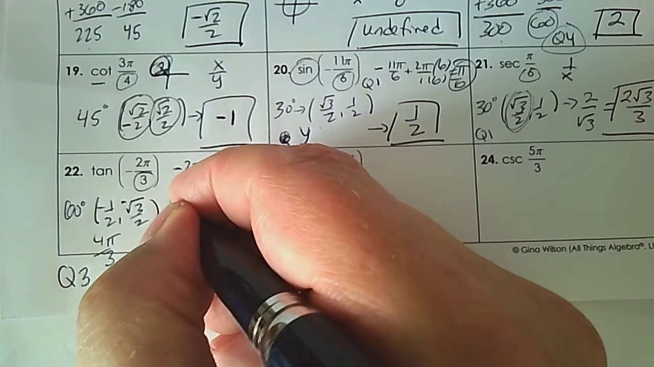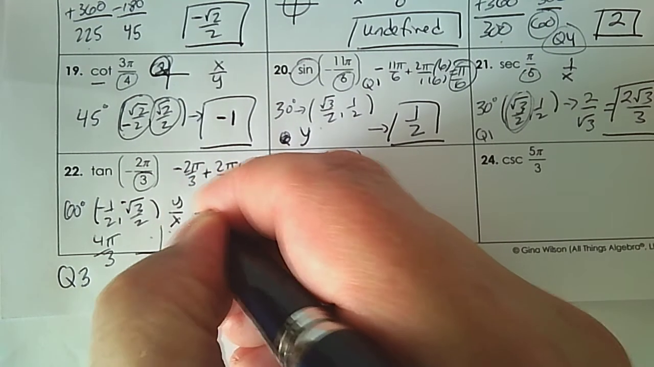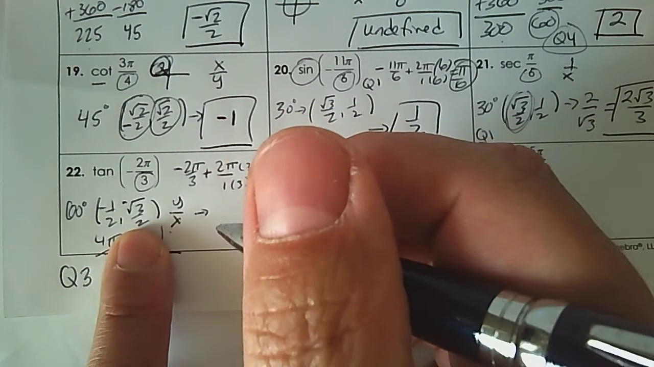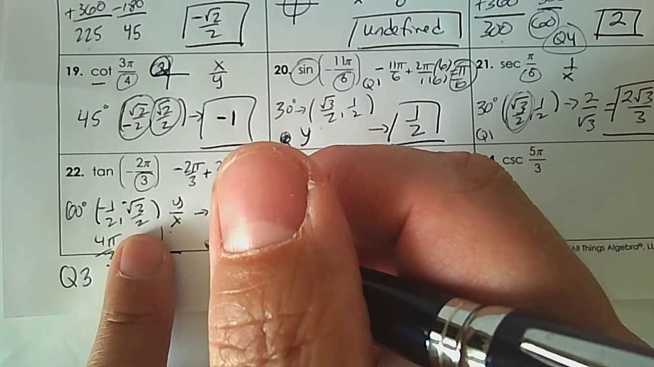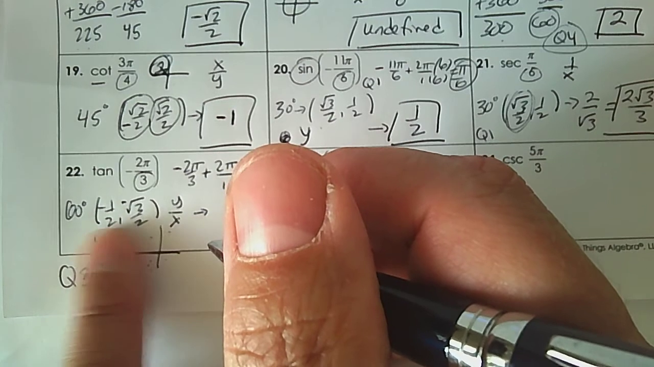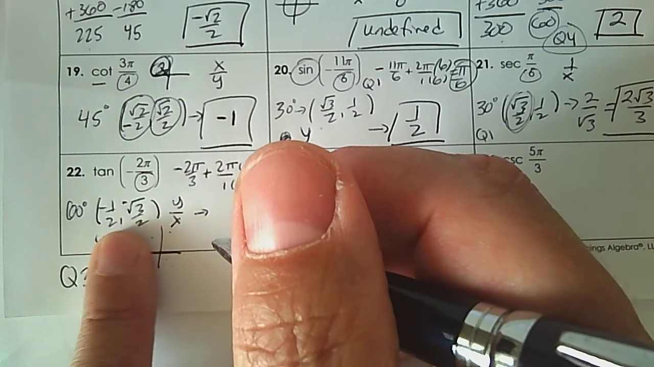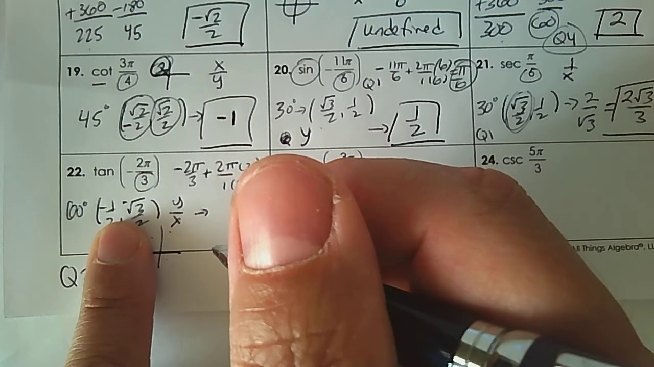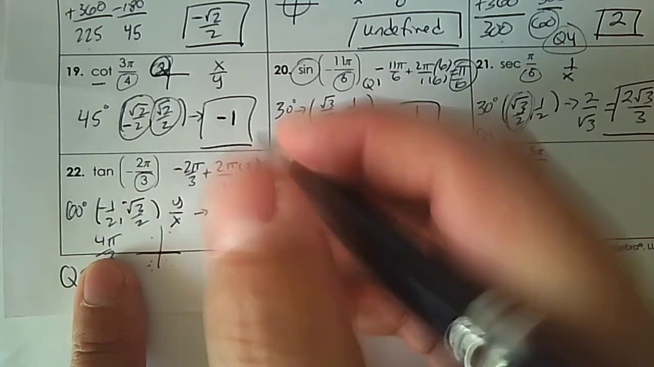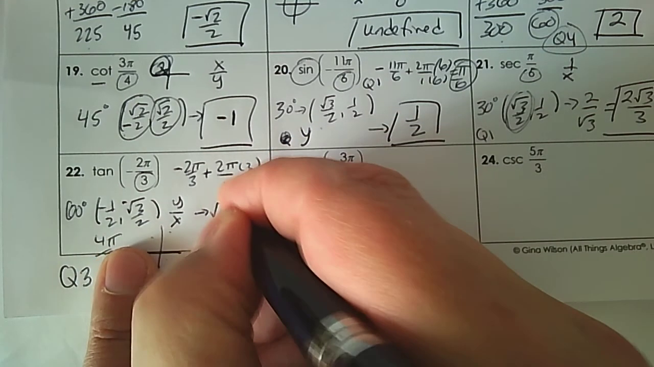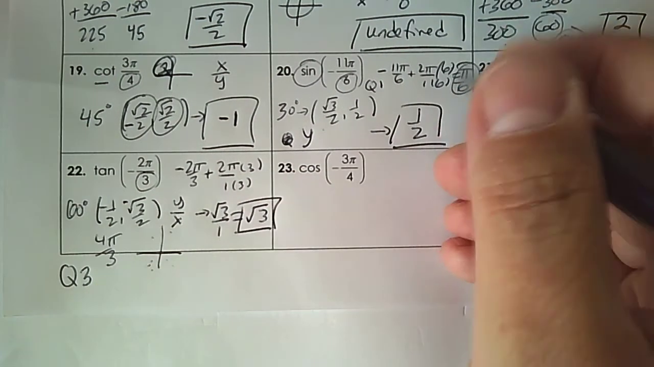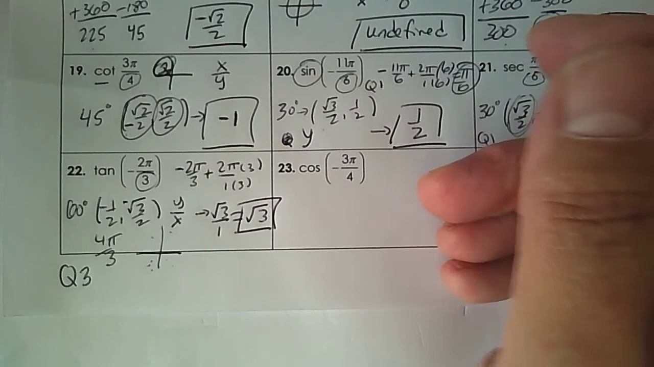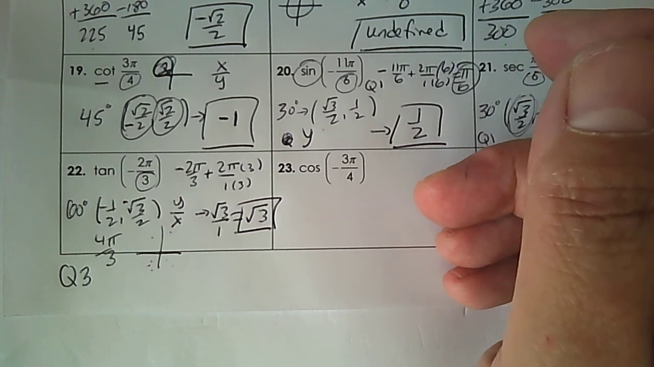What's the definition of tangent? That's y divided by x. So if I look at the y coordinate and the x coordinate, I already know they both have a 2 in the denominator. So I don't need to worry about the denominator. They're going to divide out. So just look at the numerator. A negative divided by a negative, that's a positive answer. So it's just positive root 3 over 1 or positive root 3. And the reason the answer is positive is because a negative divided by a negative is positive.